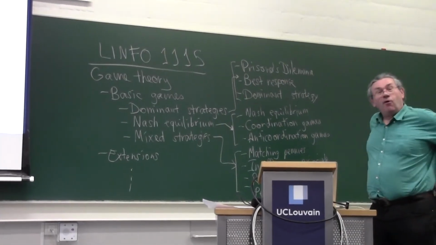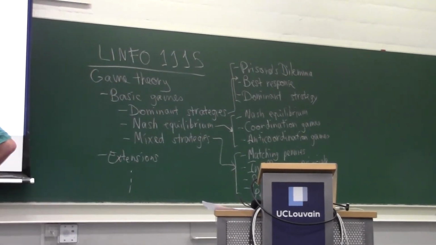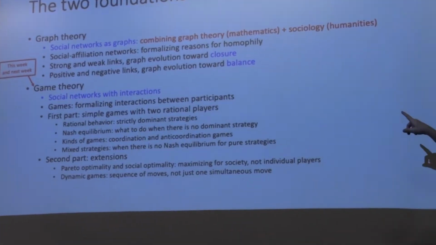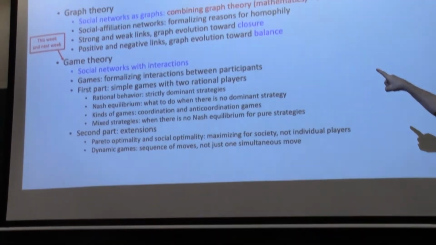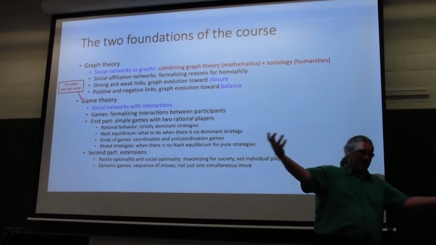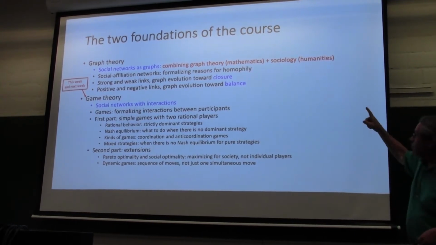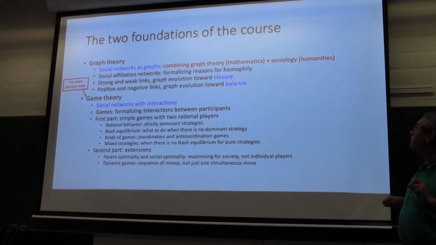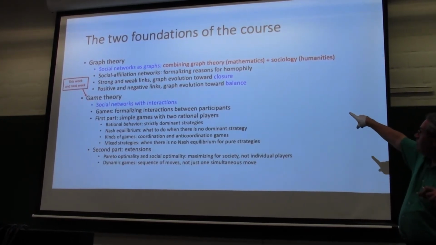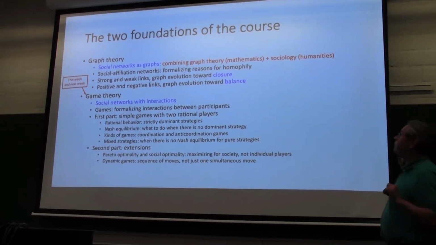Of course, now we will go to game theory. Last week we talked about graph theory. We have people on social networks, and the main thing is you combine mathematics with sociology, and you use mathematics to figure out things. But it's only about people on networks, okay? We have social affiliation, strong, weak links, positive, negative, so you have balance and triadic closure and all that stuff.